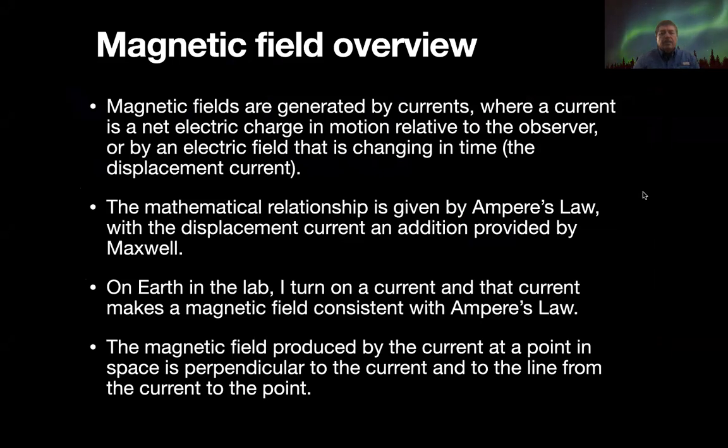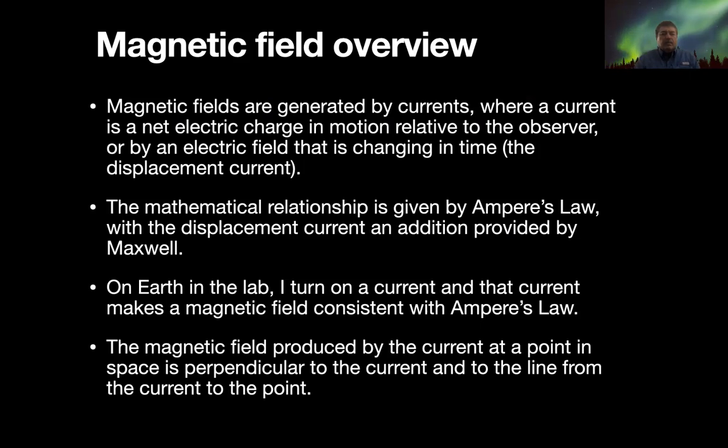So I'm going to begin by talking a little bit about magnetic field, because magnetic fields are generated by currents, where the current is a net motion of electric charge relative to the observer. Now, it can also be a changing electric field, a field that's changing in time. We call that the displacement current, but the kind of current we're most familiar with is motion of charge, like motion of electrons in a wire. That would be a very typical kind of electric current that we would be familiar with.